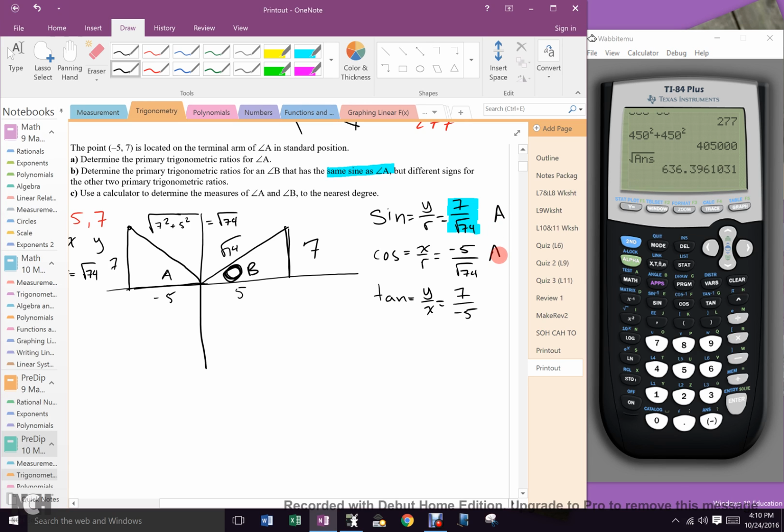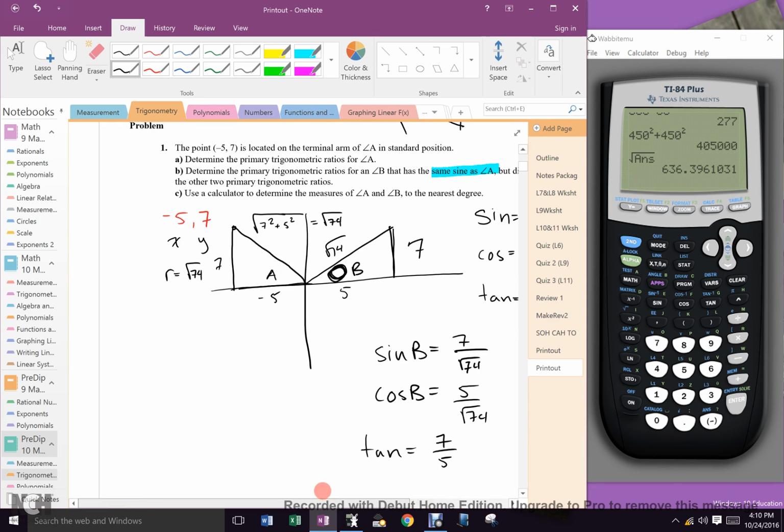So this is A, and then sine of B is still 7 over root 74. Cos of B is 5 over root 74. And tan is 7 over 5. Notice that all that's happened is the signs have changed of the other two. Use a calculator to determine them.